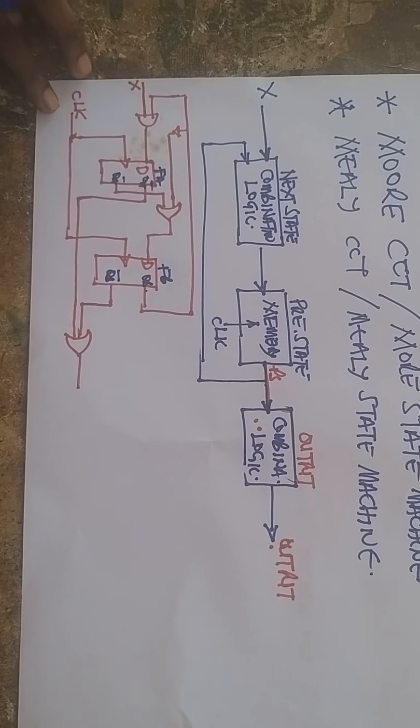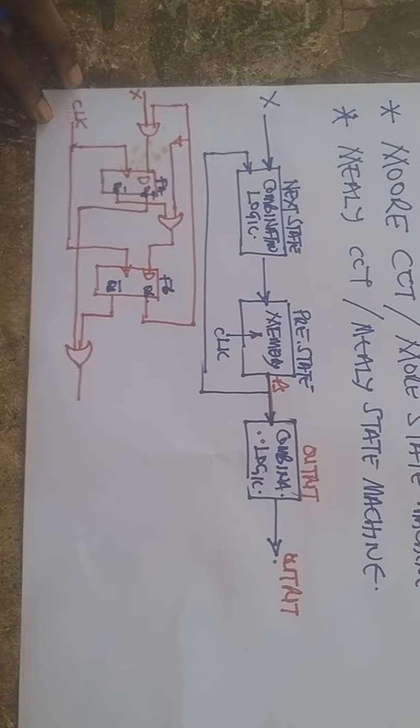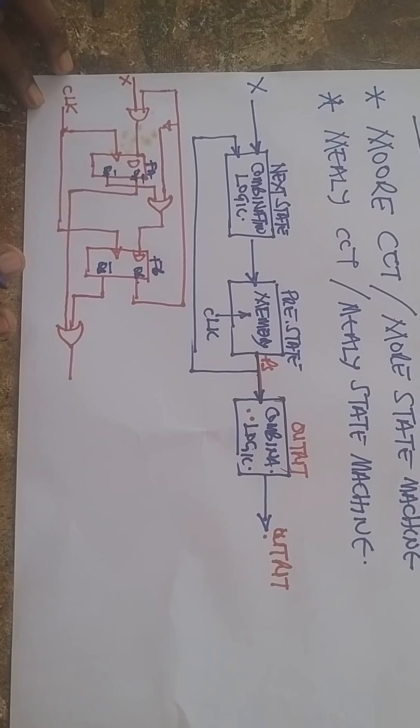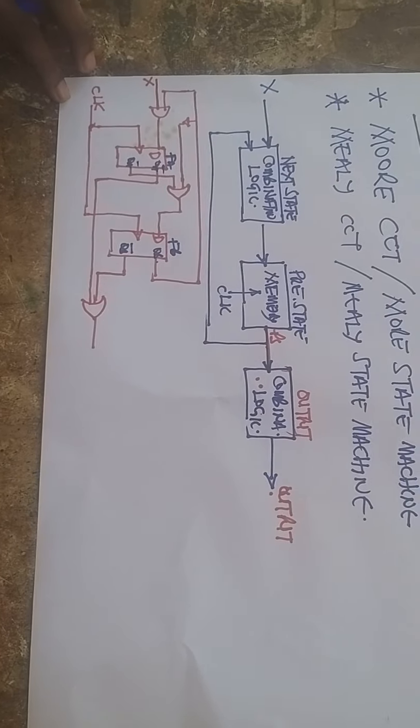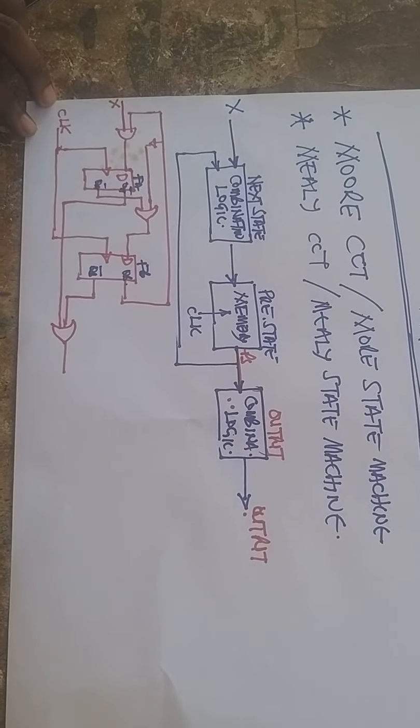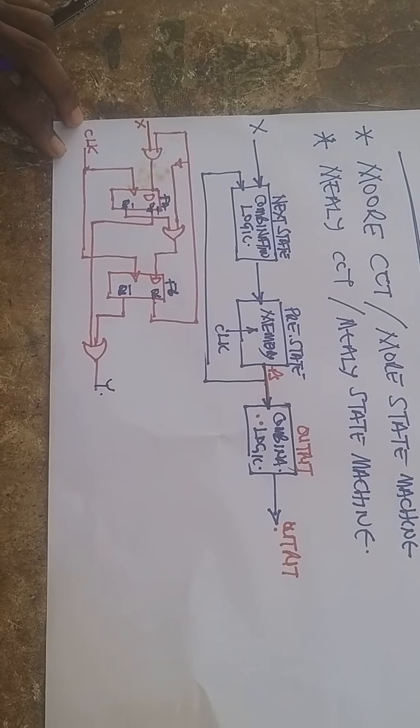Now, how do I know whether this is a Mealy or a Moore modeling that was used? You can know this from the output. So this is my output Y.